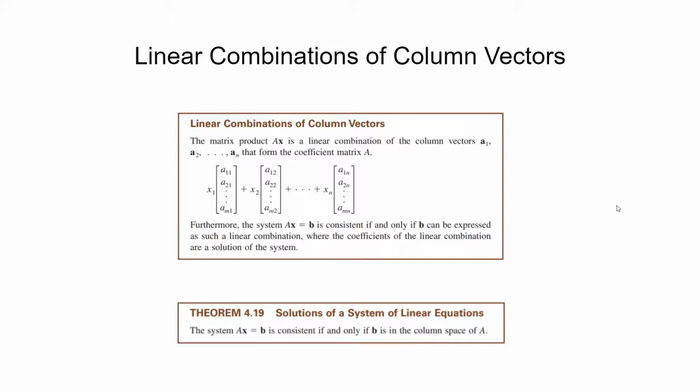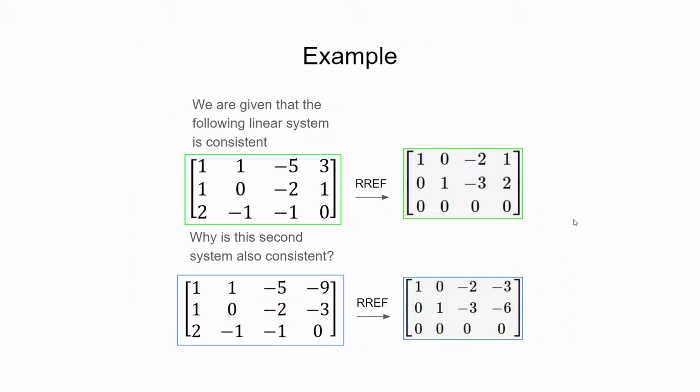It also says that the system Ax equals b is consistent if and only if b is in the column space of A. And that will be an important property to note for our final conclusion for this example we're about to do.